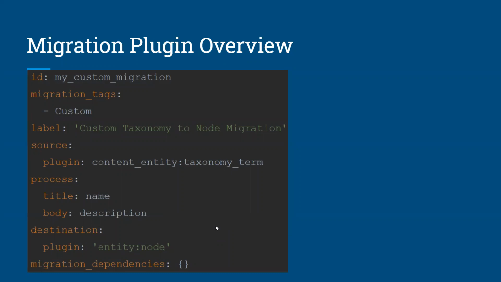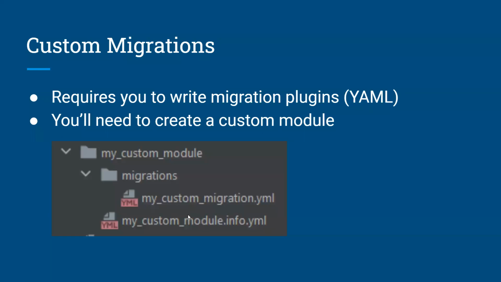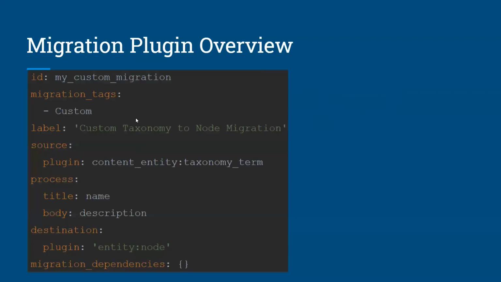This is a very simple example of a migration plugin file. To start out, you'll notice that the ID here is the same as the file name, and that's a requirement. So we have my_custom_migration.yaml here, and then the ID is my_custom_migration. On the next line, you can see migration tags, which is a way that you can filter migrations using the migrate status command.